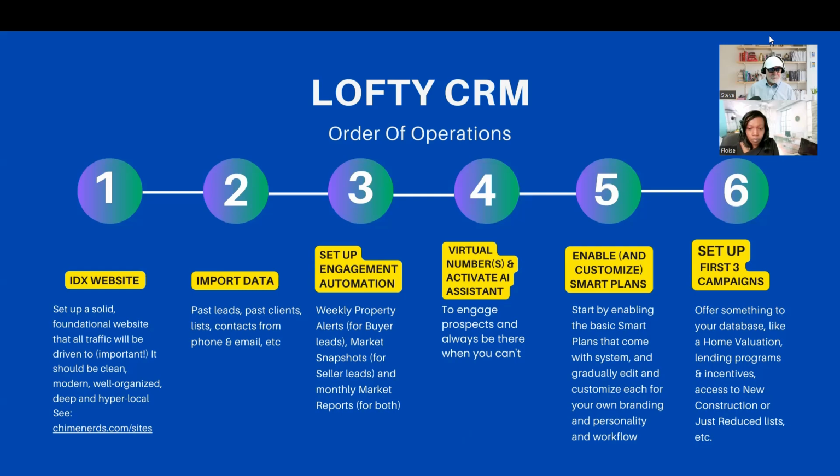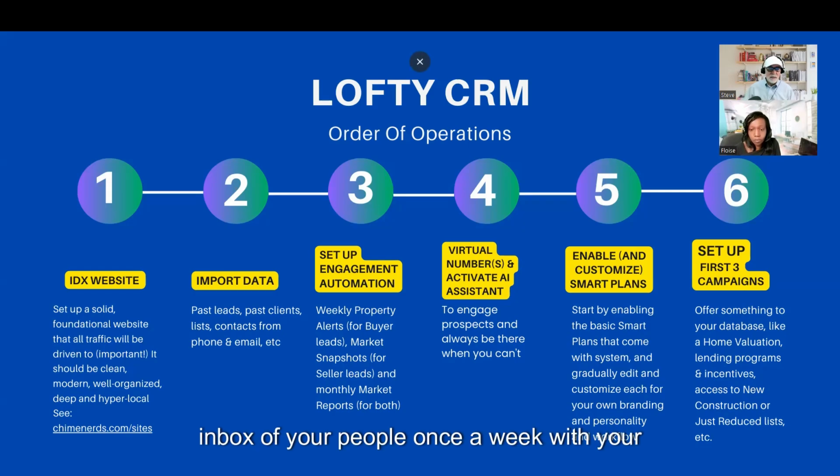And then thirdly, you can now take those leads that are in the CRM and set them up with the engagement automation. And here we're talking about the weekly property alerts and monthly market reports. If you have seller leads, then they call them market snapshots, which is pretty much the same thing as a property alert, only instead of just listed data, it's sending just sold data. And that'll show up in the inbox of your people once a week with your pretty face on the bottom in the email signature and live listing data in.